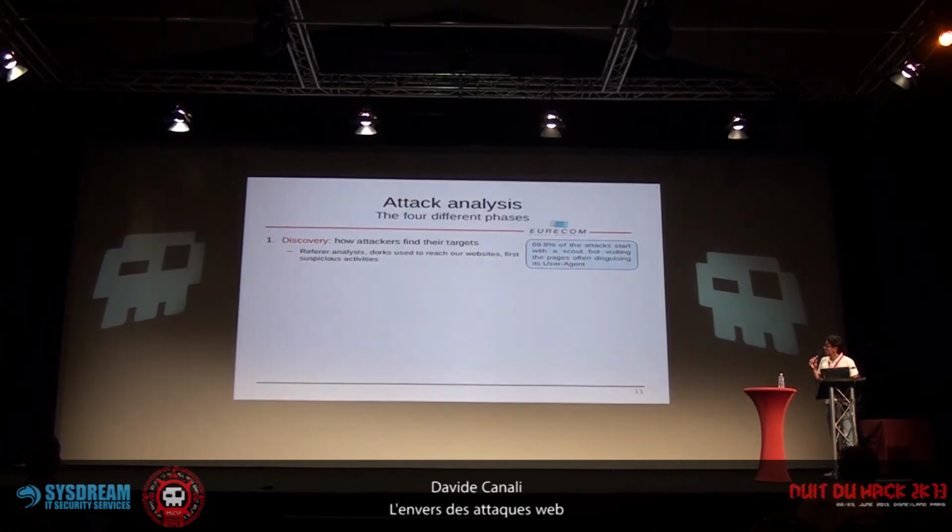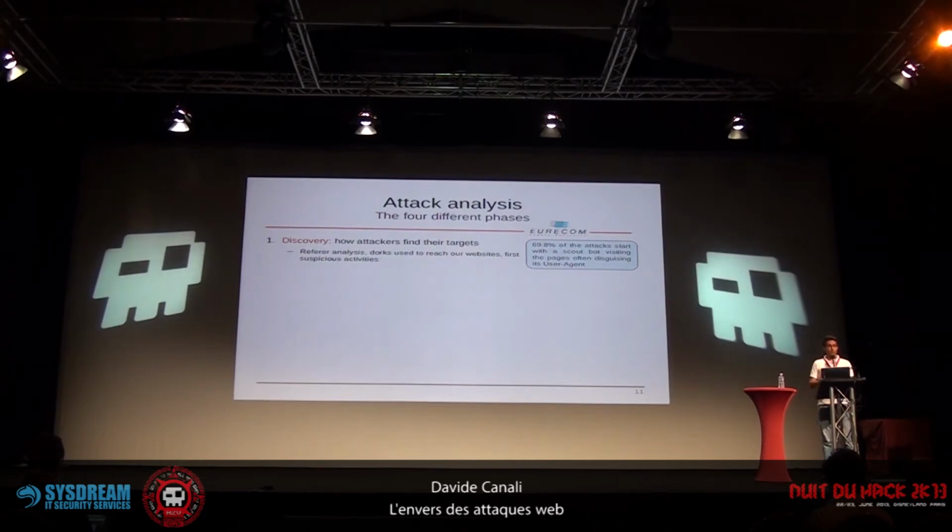Okay, so going to the actual analysis of the attacks, we had a lot of data to analyze, and we had to find a decent way to show the results and to actually proceed with the analysis. So we decided to split the attack analysis into four different phases that relate to how attackers reach the honeypots, how they perform their scans, how they attack the application, and so on. The first phase we identified is the so-called discovery phase, which relates to how attackers find their targets on the internet. In this phase, we analyze the referrer with which attackers reach our honeypots and the dorks they use to search for our websites on search engines.